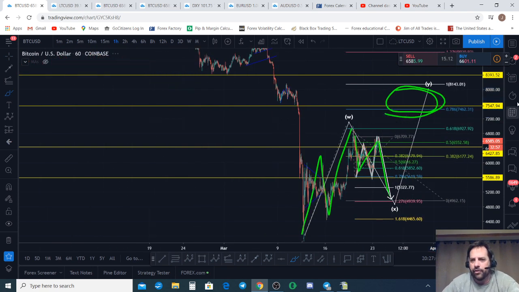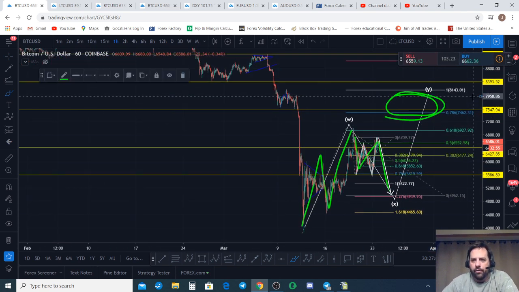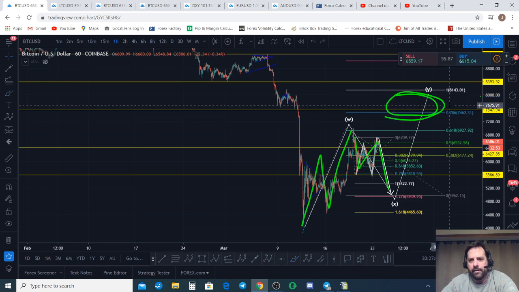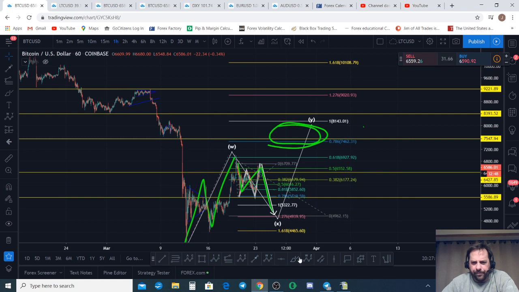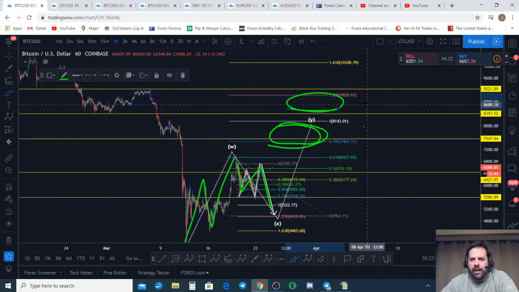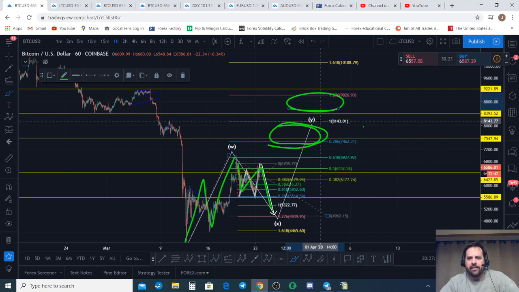Now, price could come on up into this region here, the 127 extension, to $9,000. So 9,000 is a potential, guys.